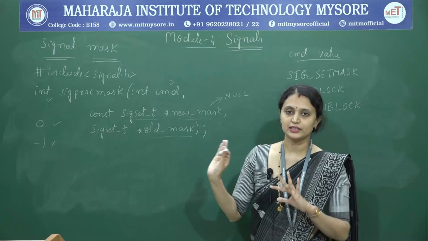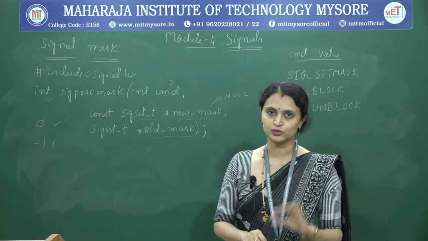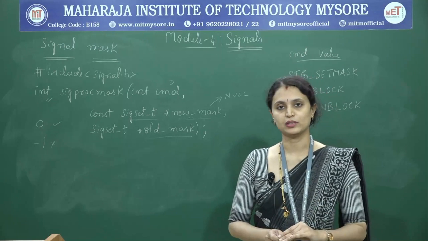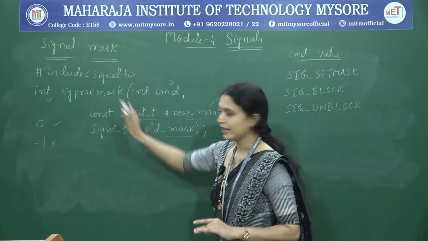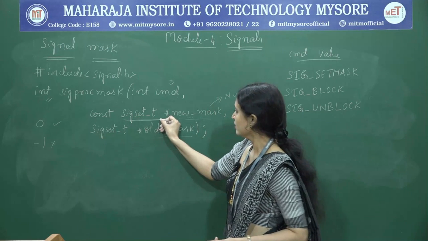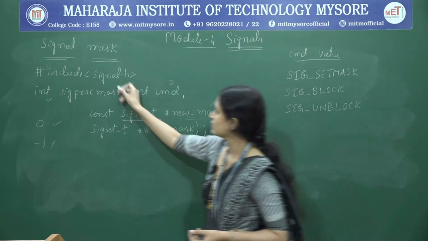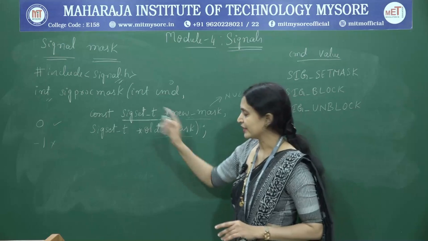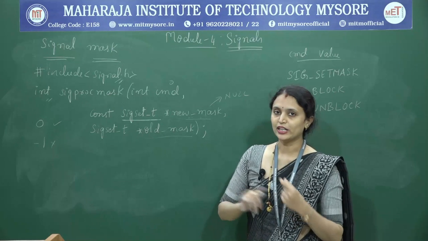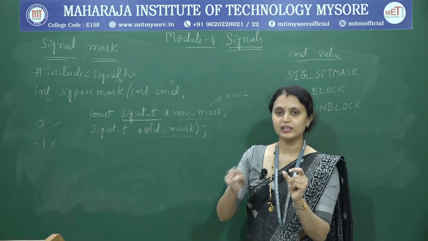So this API is used to query, to retrieve the information about the signal mask of a calling process, and also we can set the signal mask for that calling process. Okay. So here this is the API. Along with this, one more point, here we have used one data type, that is sigset_t. This is a data type that is defined under signal.h. This data type contains bit flags, where each bit flag corresponds to a particular signal.